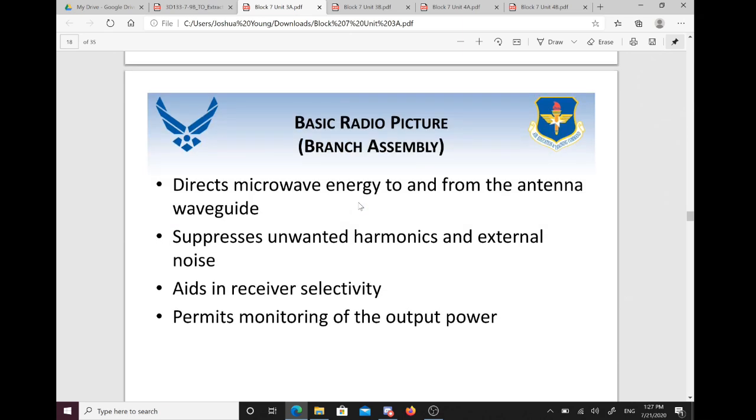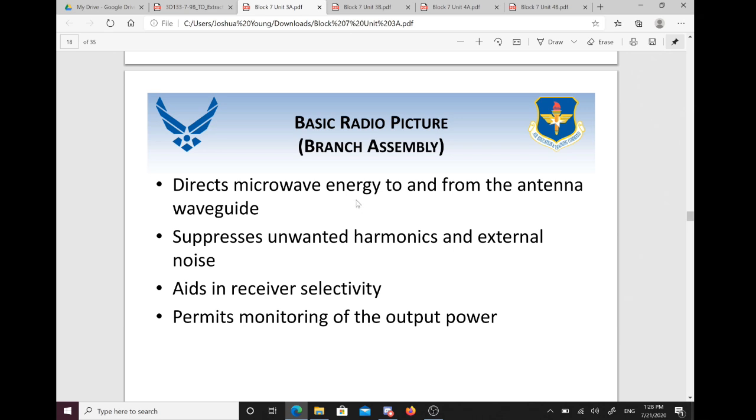The branch assembly's overall job is to direct microwave energy to and from the antenna waveguide, like I was just telling y'all about. It is also responsible for suppressing unwanted harmonics and external noise. So if you have any RF equipment producing some kind of EMI around your antenna, this waveguide or branch assembly's job is also to block out that spurious noise occurring around it.